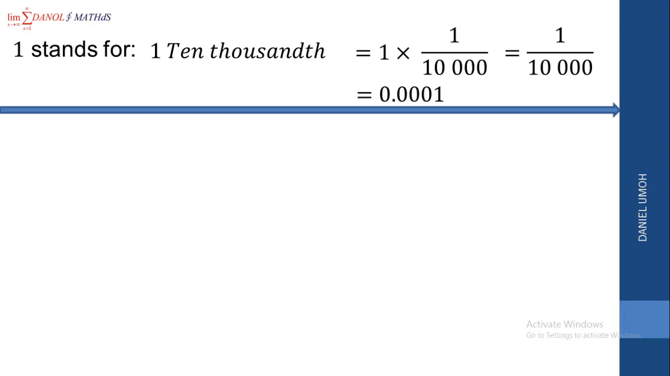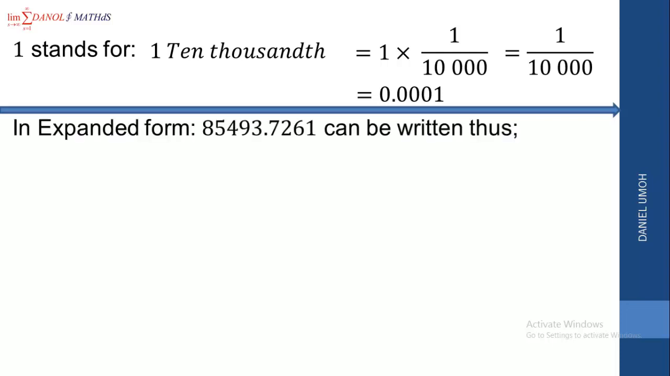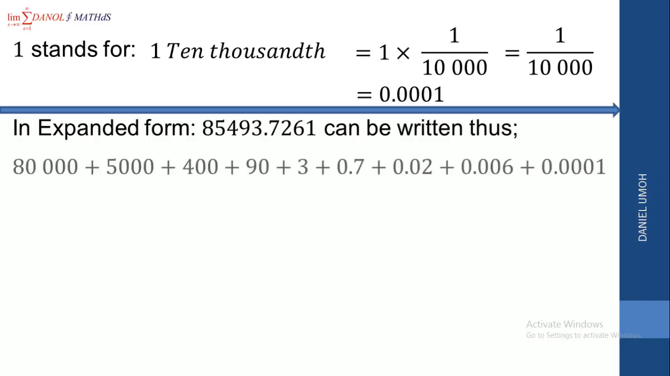Now, because we want to show you the application, in the expanded form, the number that we just finished solving, 85493.7261, can be written thus: 80,000 plus 5,000 plus 400 plus 90 plus 3 plus 0.7 plus 0.02 plus 0.006 plus 0.0001. That is the expanded form. So this is how we write the expanded form of decimal numbers.